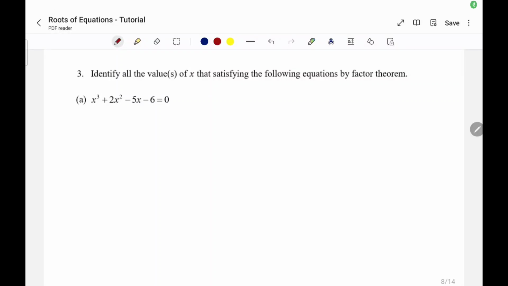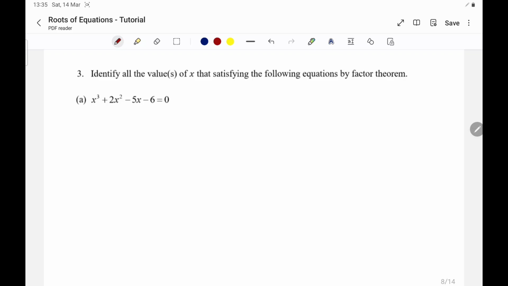Question 3, they ask us to identify all of the values of x that satisfy the following equation by factor theorem. So usually when we want to solve a cubic function and also a quartic function, which is x to the power of 3 and x to the power of 4, we have to use the factor theorem and also the remainder theorem.